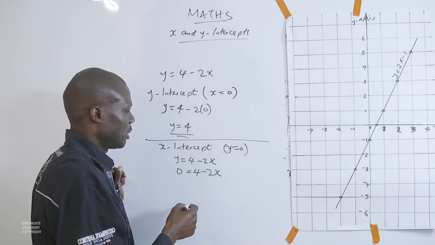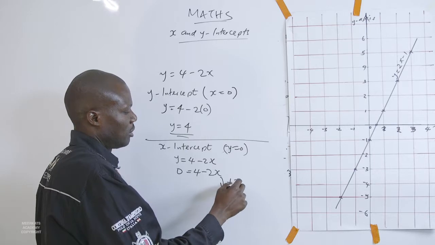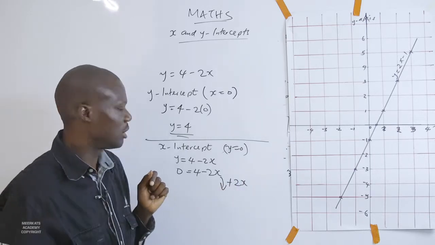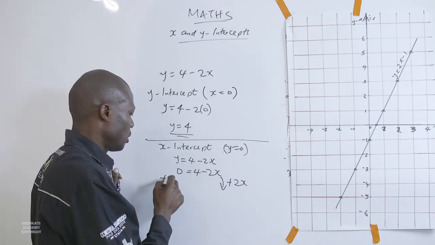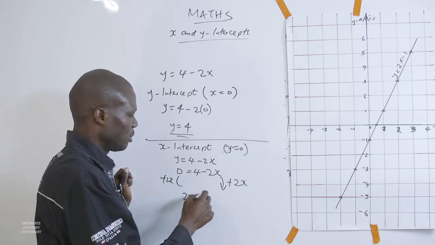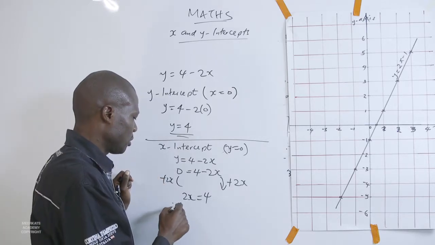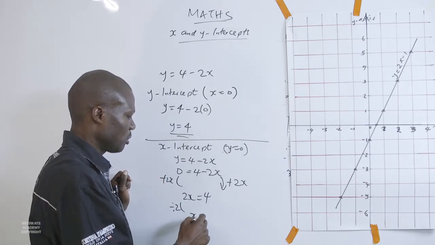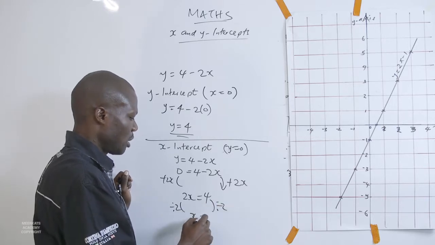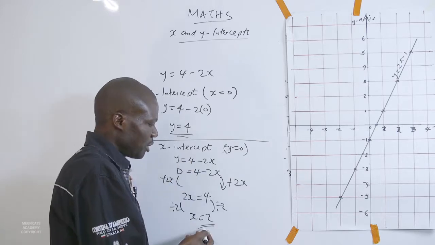So let us add 2x this side, so that we have 2x is equal to 4. Divide by 2 here, you remain with x equals to 2. So the x-intercept is 2.